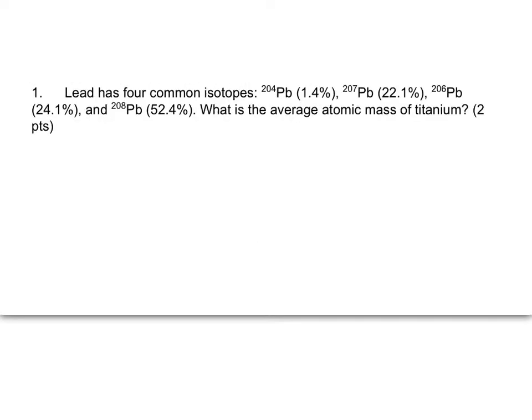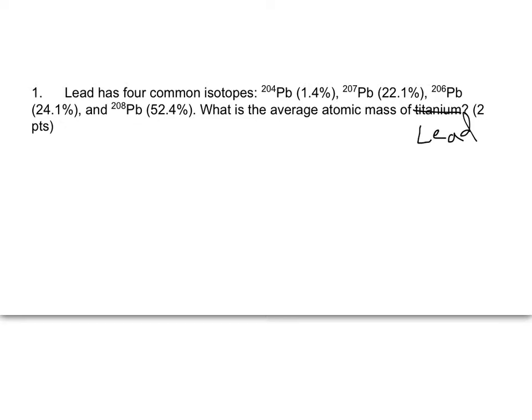Okay, lead has 4 isotopes that have the following masses: 204, 207, 206, and 208. And the percentage abundance of each one is given. And this should say lead at the end. It's just a typo. What is the average atomic mass of lead?